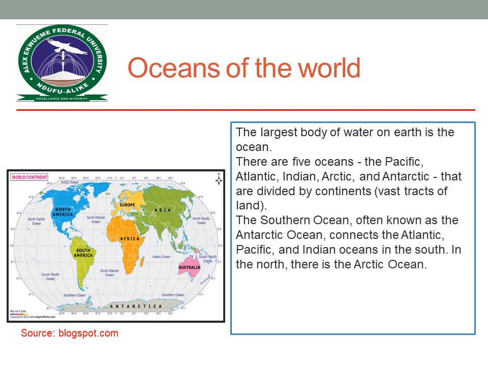The Southern Ocean, often known as the Antarctic Ocean, connects the Atlantic, Pacific, and Indian Oceans in the south, whereas in the north is the Arctic Ocean, as earlier mentioned. Okay, so here is the Southern Ocean. This ocean connects the Pacific Ocean in the south, connects the Atlantic Ocean in the south, and connects the Indian Ocean. Whereas in the north, we have the Arctic Ocean.